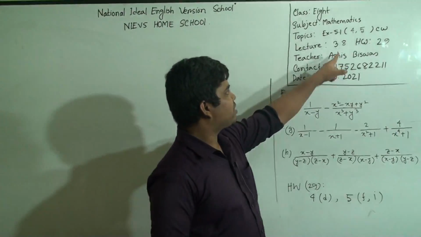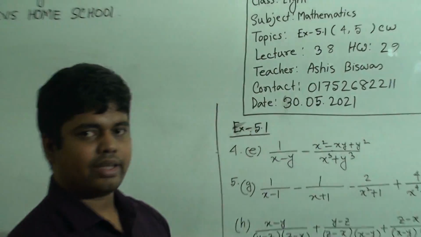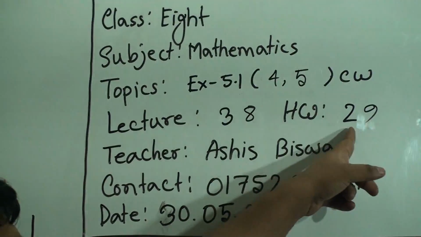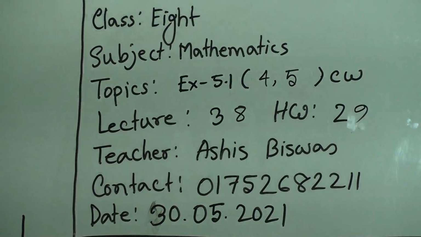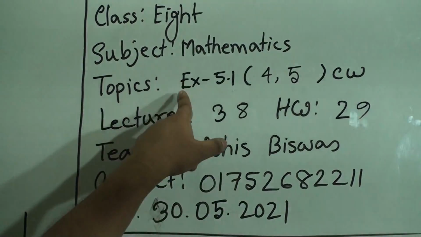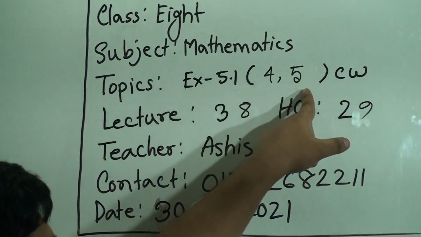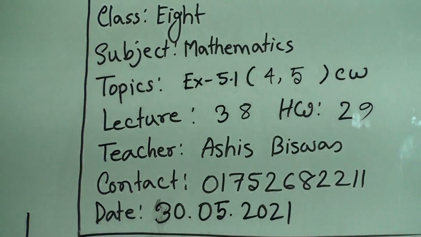Today is our lecture number 38 of half yearly, and today's SW number will be 29. My dear students, our topic is exercise 5.4, and 5 is your CW, and from this, questions 4 and 5 and some problems are given as SW. The name of the chapter is algebraic fraction.